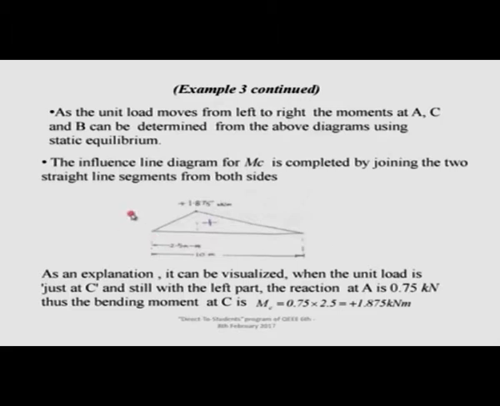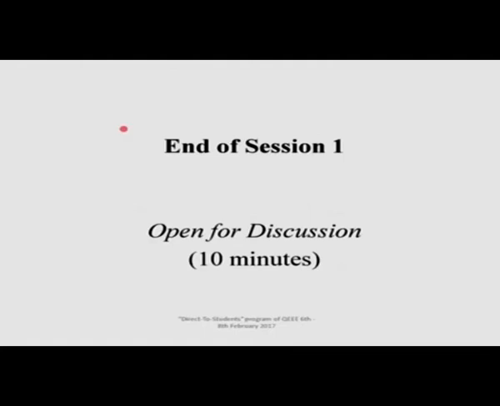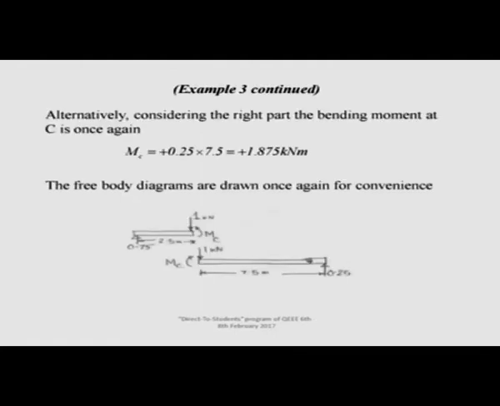You make that 1 kilonewton load moving onto the beam, draw the influence line diagram. If you land up in the same figure, then also interpret what is the difference between them and what use it will be for this diagram. And the values are continued. I believe this is actually the end of the session.